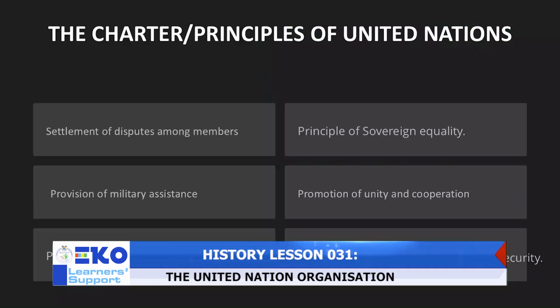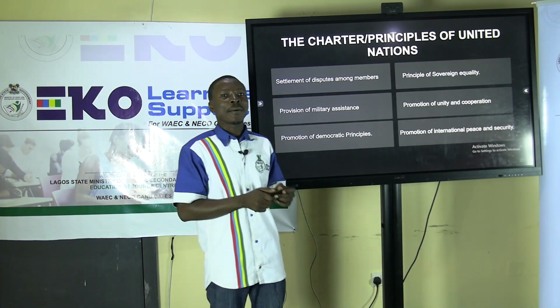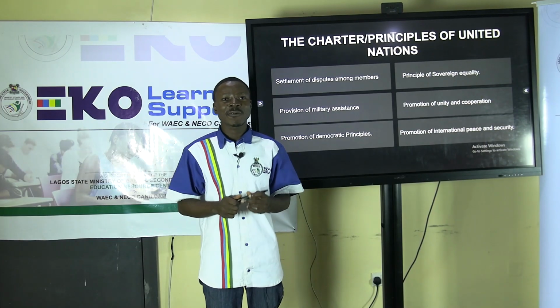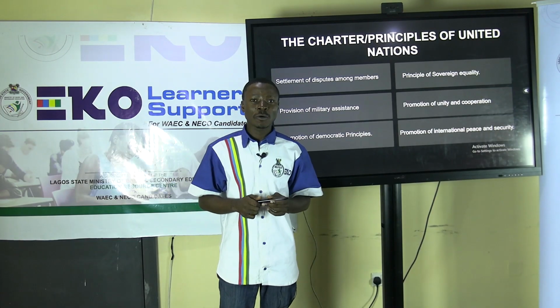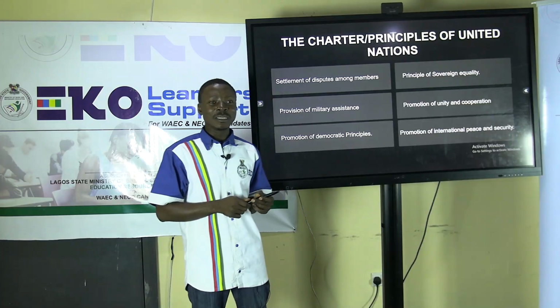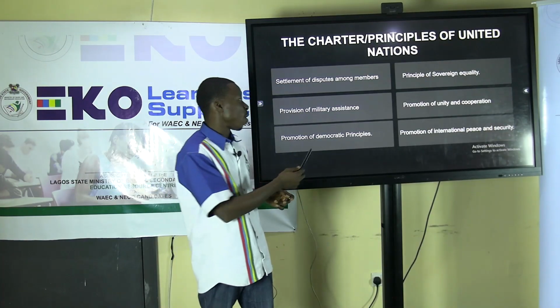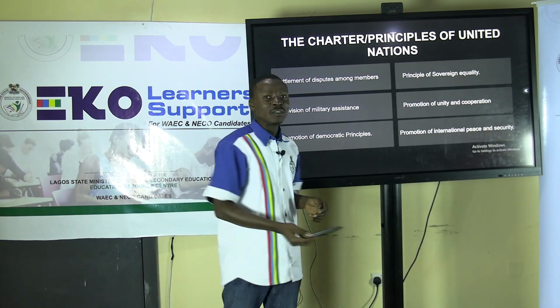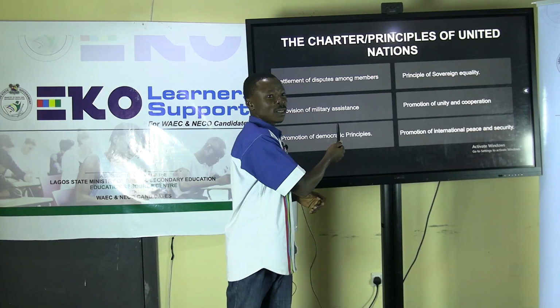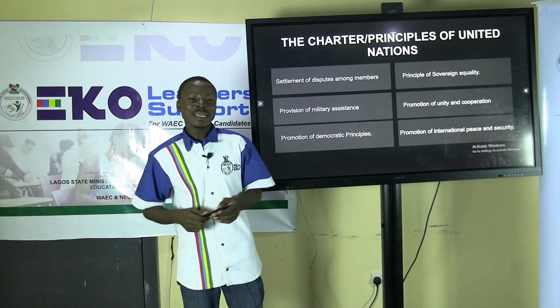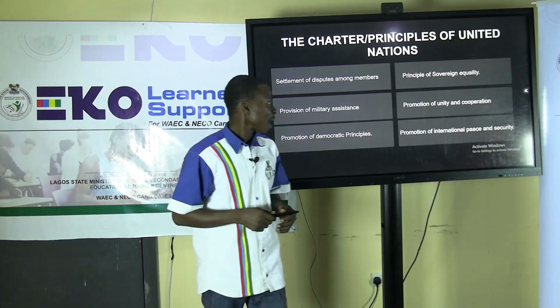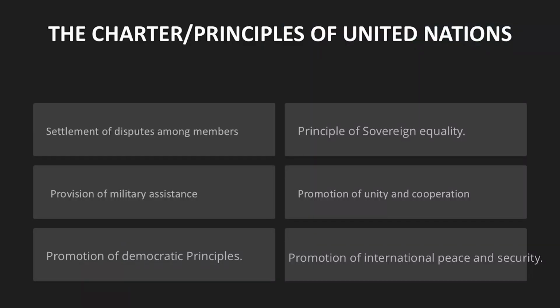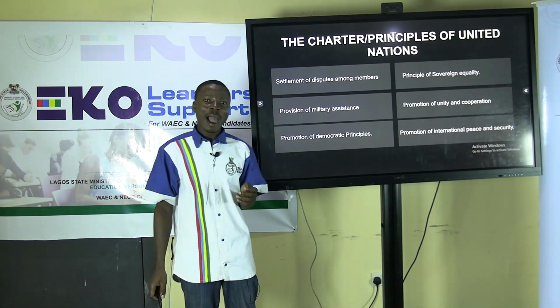Also, the provision of military assistance to any nation that is being oppressed by another nation. That is part of the principles of the United Nations, which is what informed the US intervention in the Gulf War in the 1990s. Another principle in the charter of the United Nations is the promotion of unity and cooperation among nations.